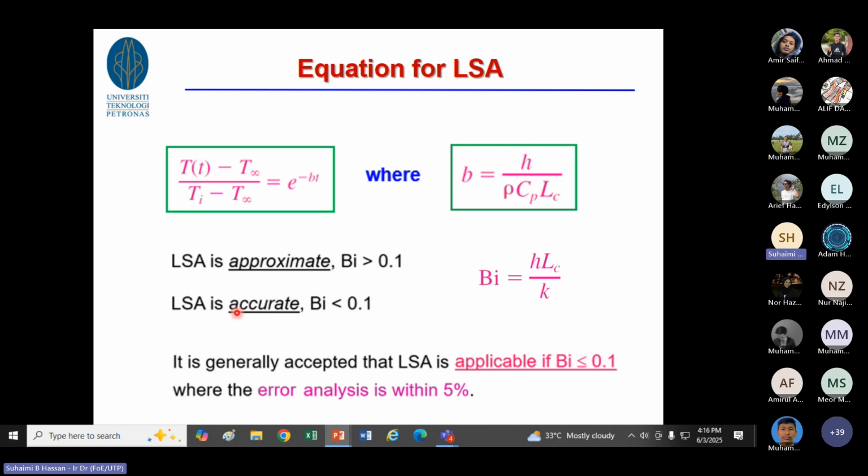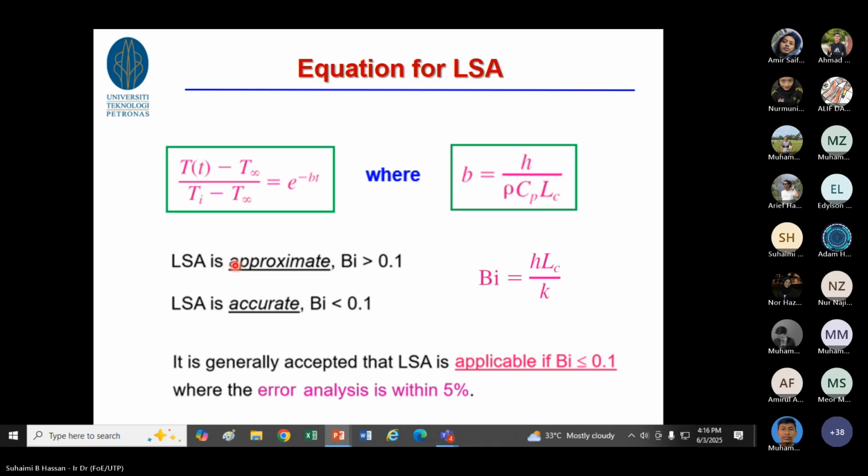If you calculate the Biot number and find that the answer is less than 0.1, you must put a statement here saying that the lump system analysis is accurate because the Biot number determined from that calculation is less than 0.1. If the Biot number, calculated using this equation h Lc over k, is larger than 0.1, then the lump system analysis is only approximate.